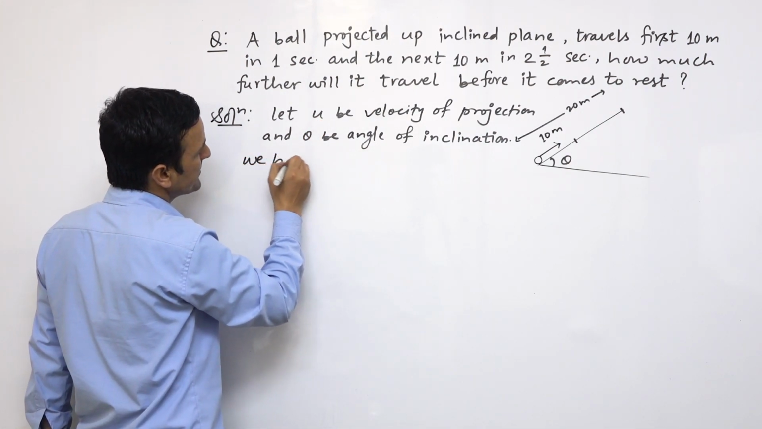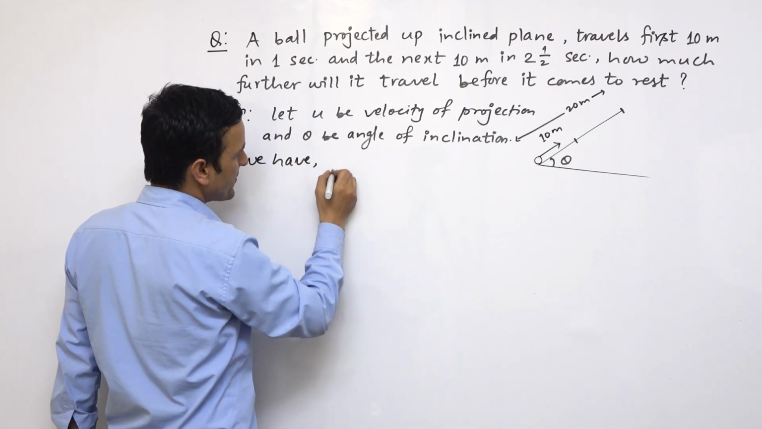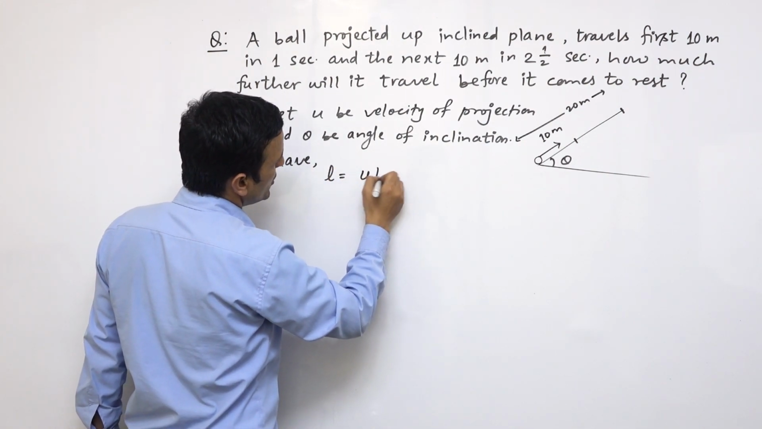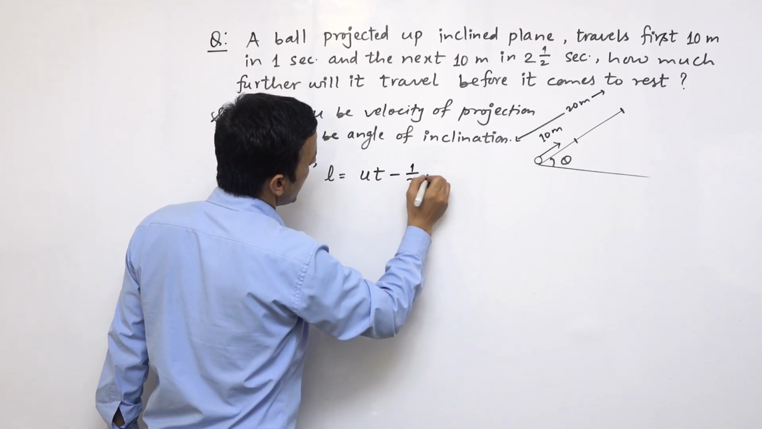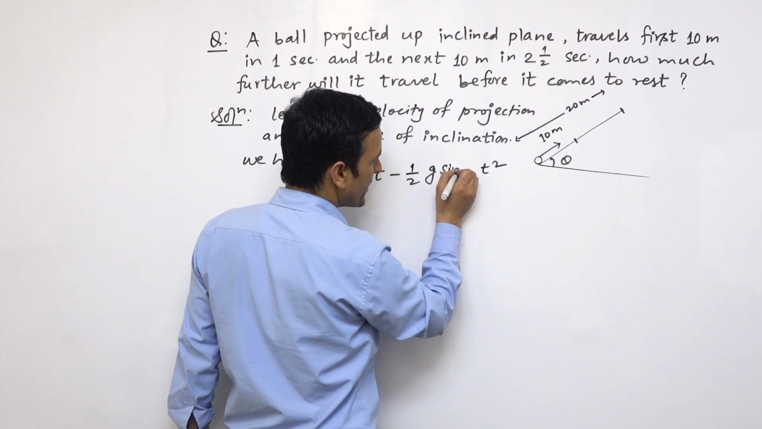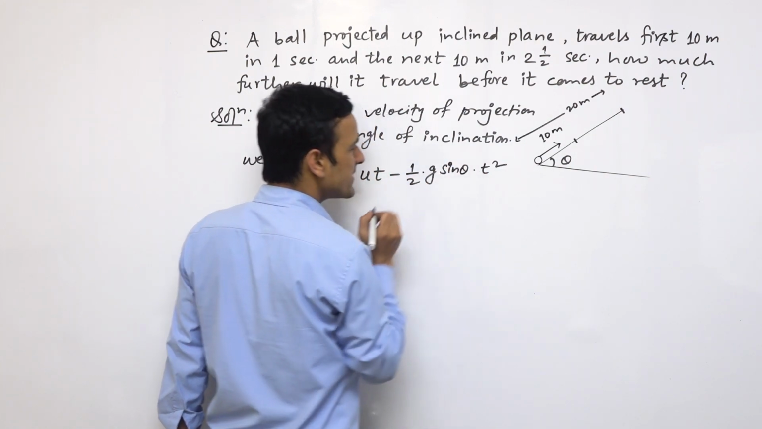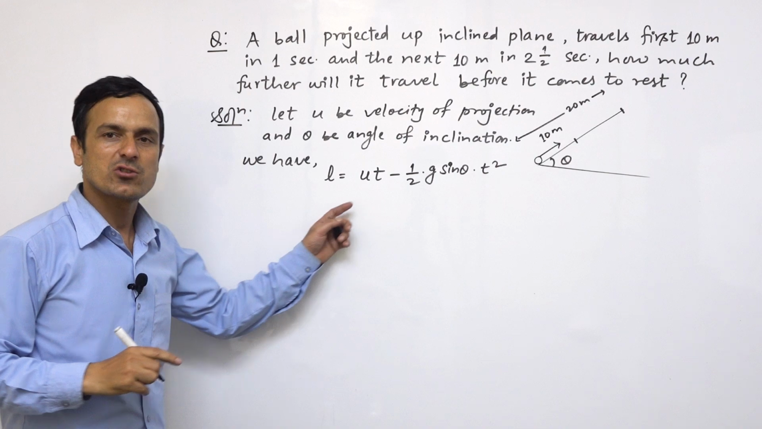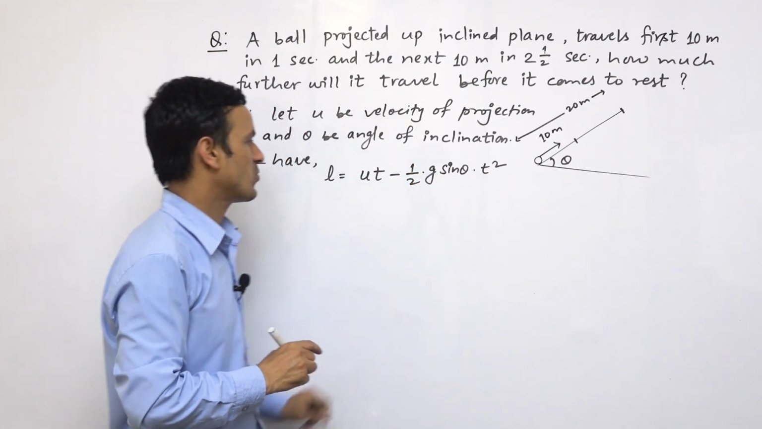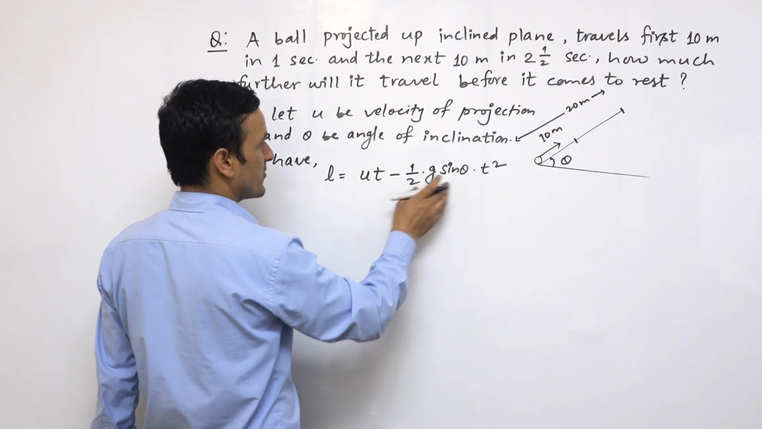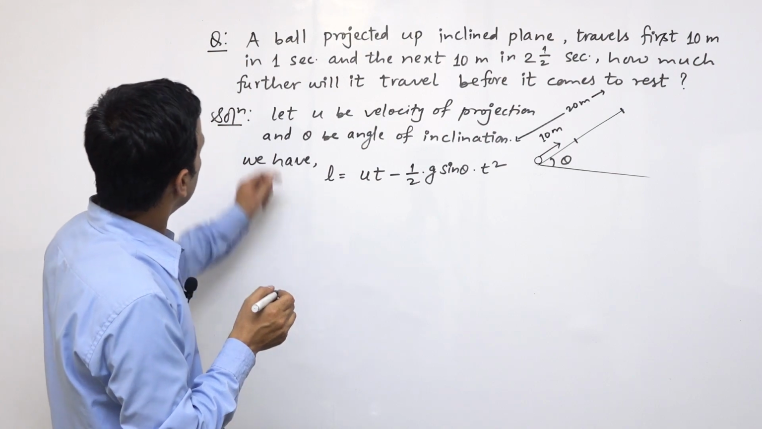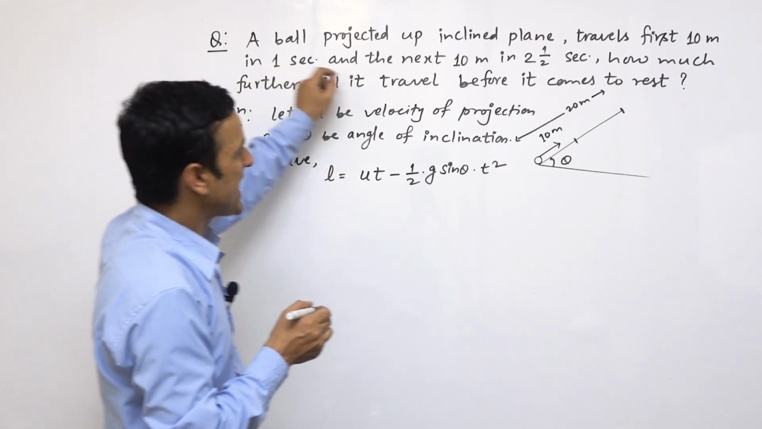So we have the formula L is equal to ut minus half gt square, meaning g sin theta over here, g sin theta यसरी लिनु पर्छ. L is equal to ut minus half g sin theta t square. So this is the formula. So we can find out this distance.